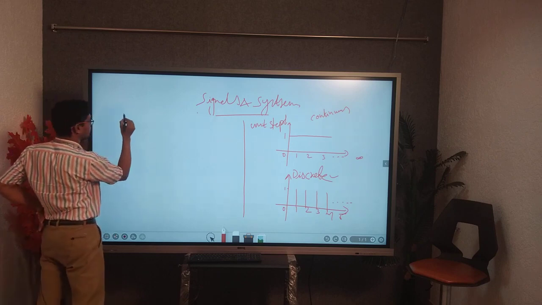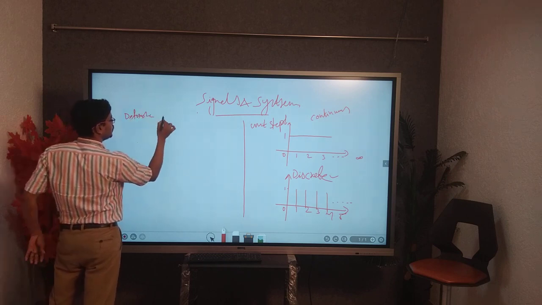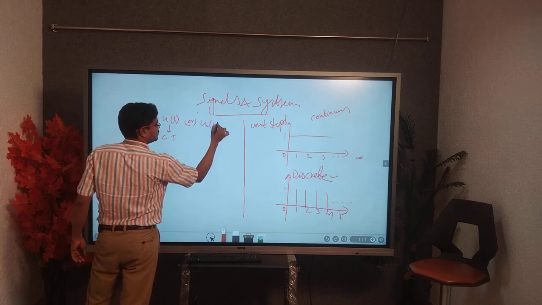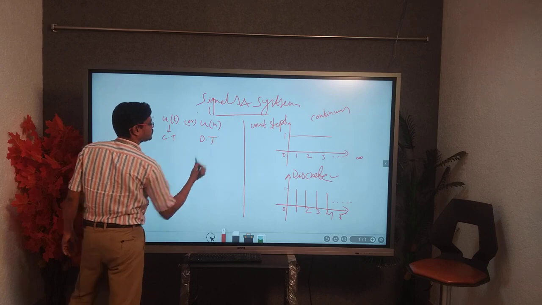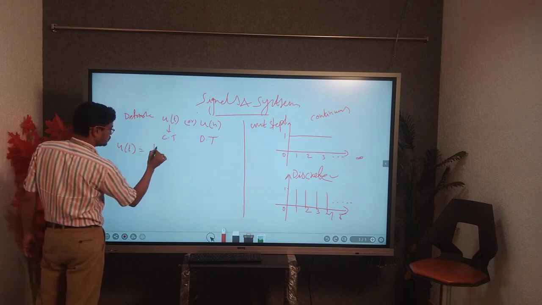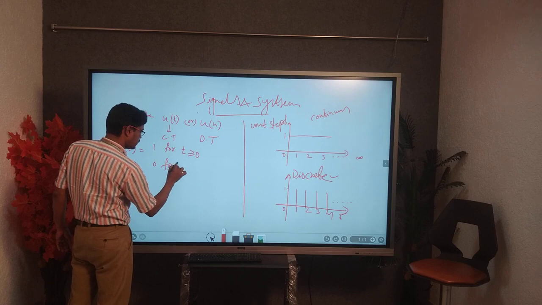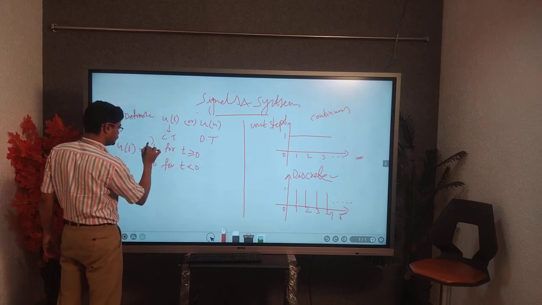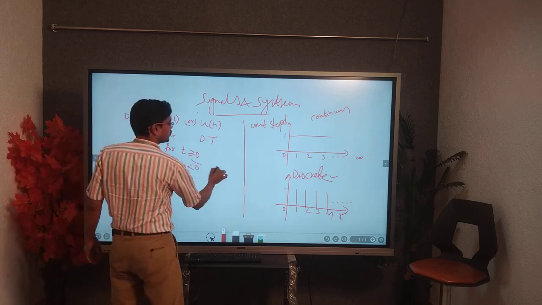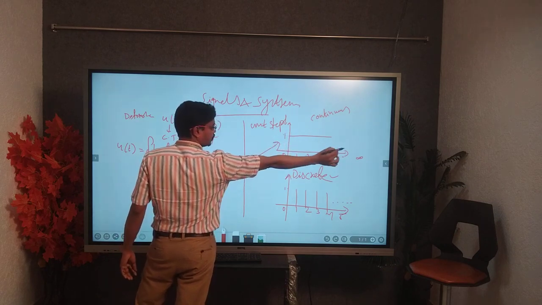Unit step is denoted by u(t) in continuous time, or u(n) in discrete time. First we define u(t), which is equal to 1 for t greater than or equal to 0, and 0 for t less than 0. This is the continuous time unit step, with amplitude 1 constant up to infinite duration.